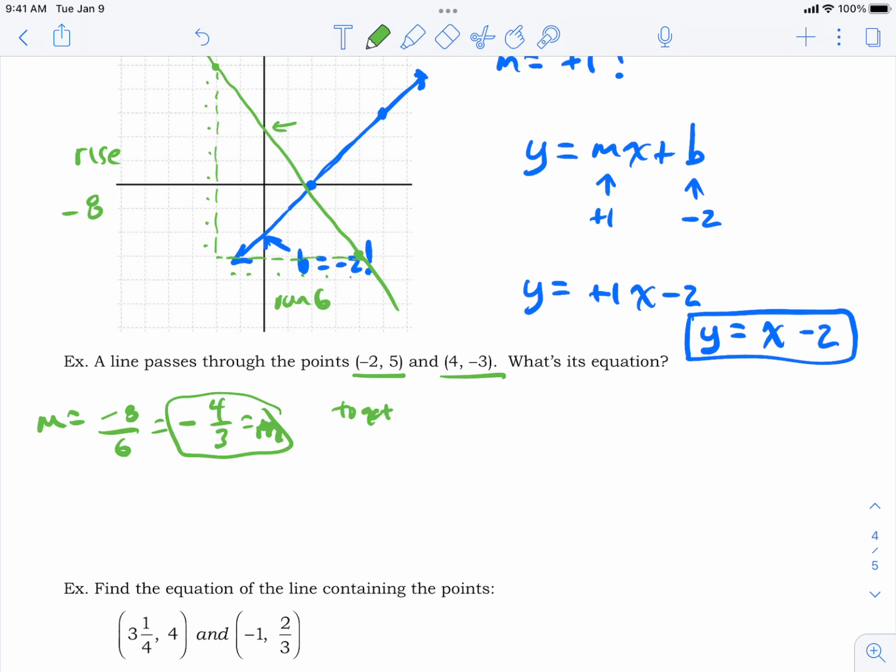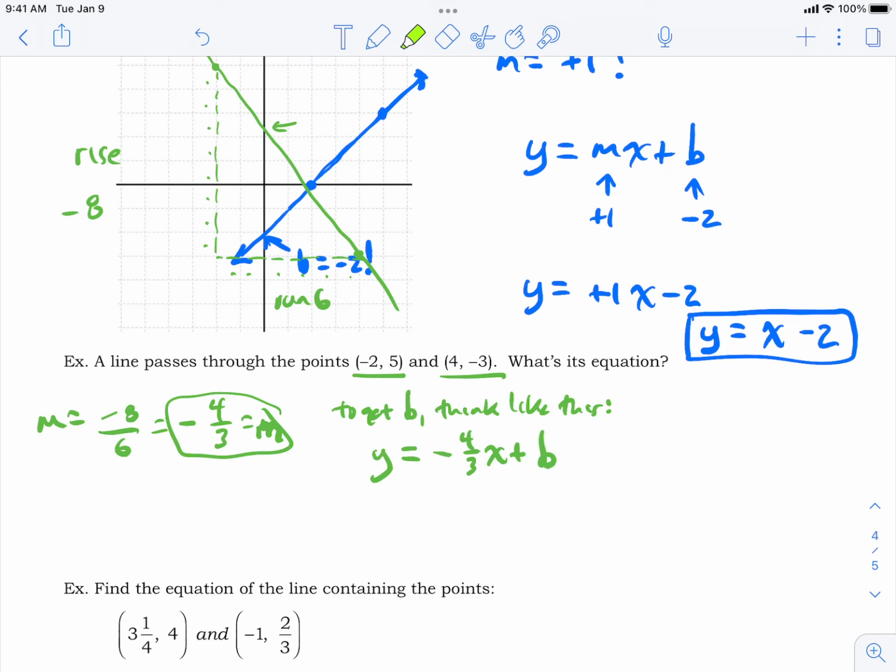To get b, we have to think like this. The equation of the line is y equals mx plus b, but we know what the m is. So there's the part we don't know. We don't know what the b is. You could start writing the answer, but you don't know what the b is.